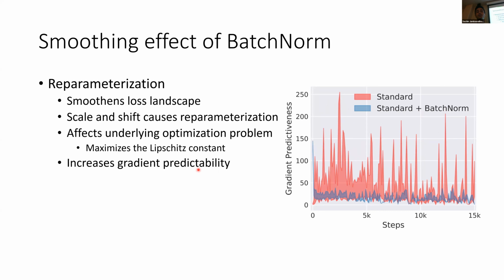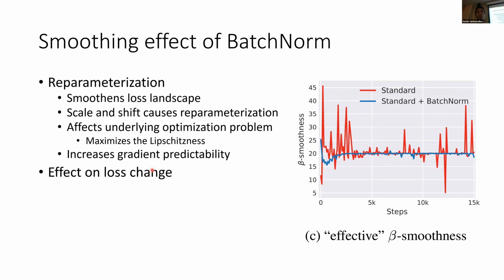And finally, batch norm's reparameterization also increases the gradient's predictability. So with a predictable gradient, you can apply a step with a higher rate, and that means we can use a higher learning rate for training.